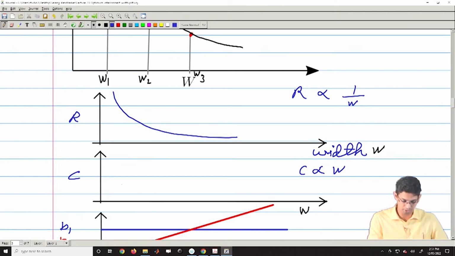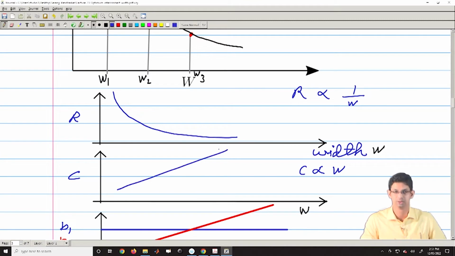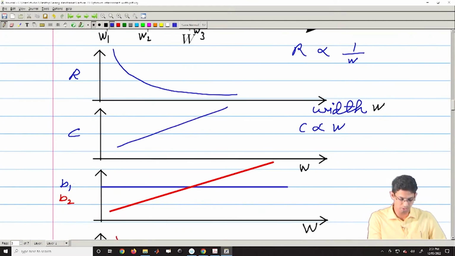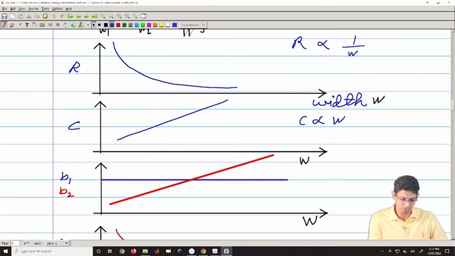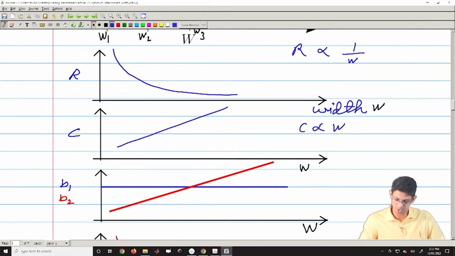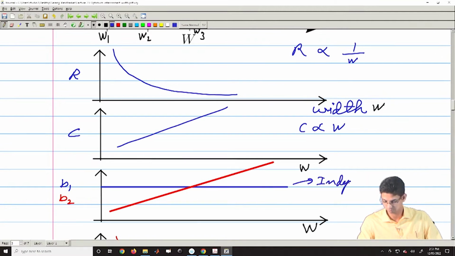So, my capacitance would go up linearly like this, right. Now, what about the coefficients B1 and B2? As we have seen, your B1 will remain constant. So, this B1 is independent of your width, while B2 would increase.